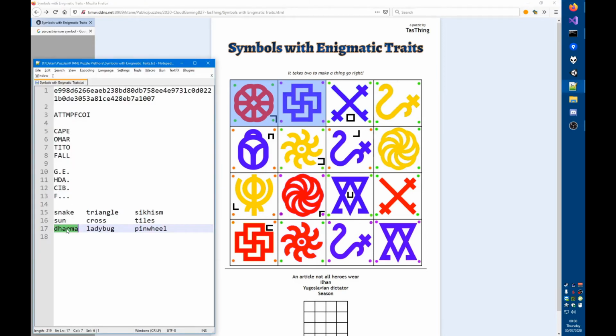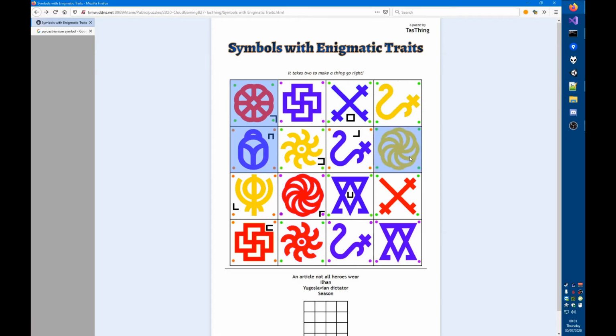So here we're looking for the Wheel of Dharma and the, what did I call that? Tiles. So we need a triangle in yellow, and we don't have that. Okay, so those are not a set. What about this? Here we have Dharma and the cross, so we need the Sikhism symbol with a green dot, and we don't have that. What about this? We now have Dharma and snake, so we need the sun in blue. The sun only exists in red and yellow, so that's not it. What about the ladybug? So Dharma and ladybug, so we need the pinwheel in yellow. But now the dots around them have 2 greens and 1 orange, so that's not it either.